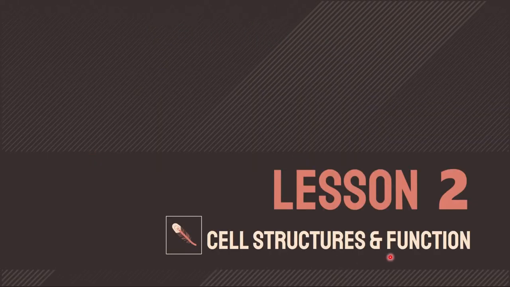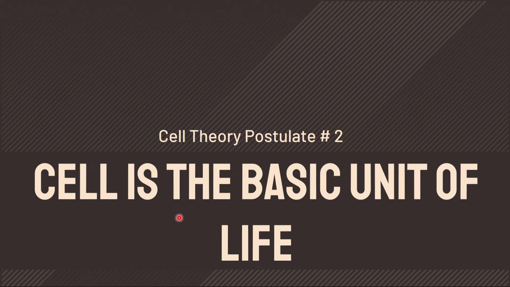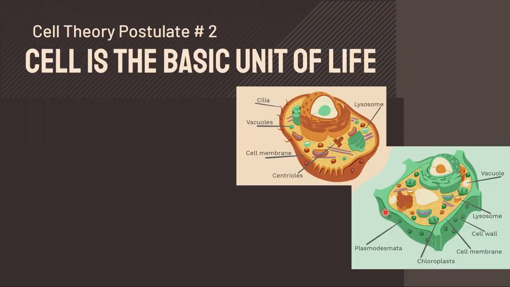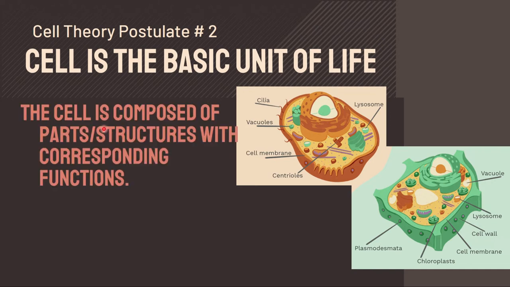So now let us proceed to lesson two. We have the cell structures and function. Going back to the second postulate of the cell theory, which states that the cell is the basic unit of life. So why is the cell the basic unit of life? That is because despite the size of the cell, it is composed of different parts and structures. So these different parts or structures of the cell have corresponding functions.